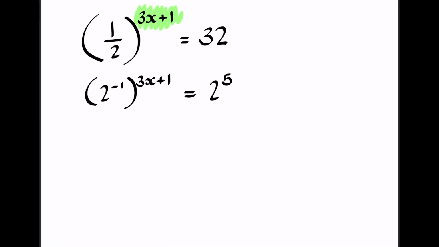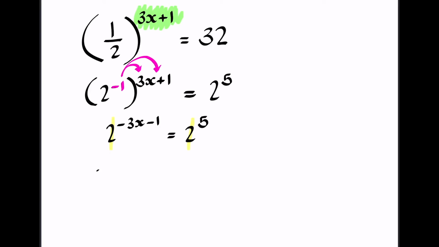Now I have my exponential law of raising a power to a power. So this negative 1 is being raised to the 3x plus 1. Which means that when I have a power raised to a power, I'm going to multiply those powers together. So I have 2 to the power of negative 1 times 3x is negative 3x. Negative 1 times positive 1 is negative 1. And that is equal to 2 to the power of 5. So now I have the same bases, which means that now I can drop the bases and equate the exponents.